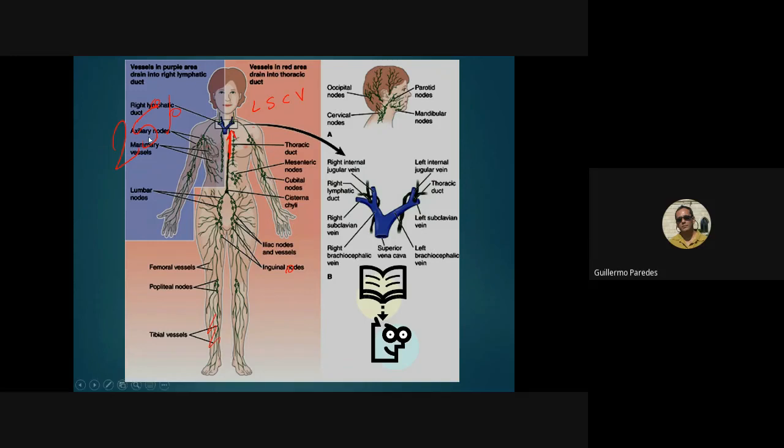Now, the 25% are going to drain too in the subclavian vein, but this is going to be called, in simpler words, the right lymphatic duct, not thoracic. So you see here, they are going to drain. This is the subclavian, and that is where the thoracic duct drains. And here is where the right lymphatic duct drains. That is going to collect 25% of the lymphatic fluid. You okay?